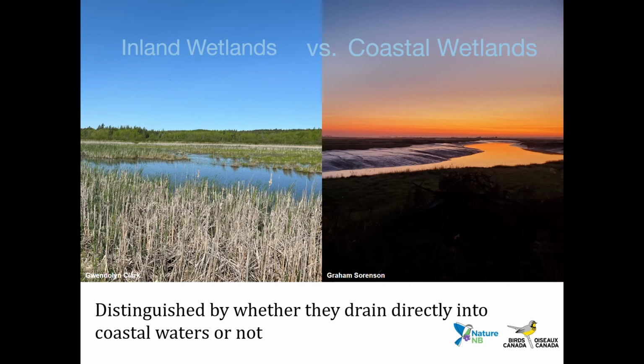In the Maritimes, there are 2 main categories of wetlands, inland and coastal. Inland wetlands are not directly affected by the tides, whereas coastal wetlands drain directly into coastal waters. So they are influenced by tides and are often brackish, meaning that the water is slightly salty. Brackish water usually occurs in areas of mixing between freshwater and saltwater.